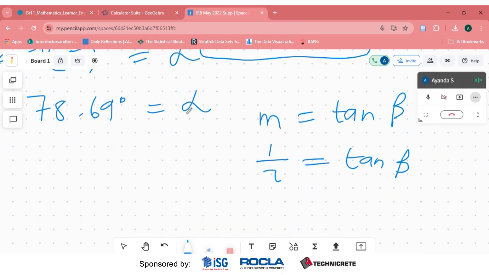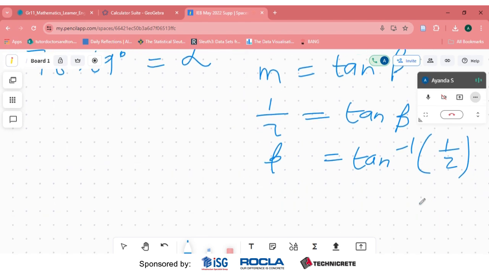Once again, to get beta alone, we'd take tan to the power of negative 1 of a half. We do shift tan on our calculators, and we find that beta is 26.57 degrees.